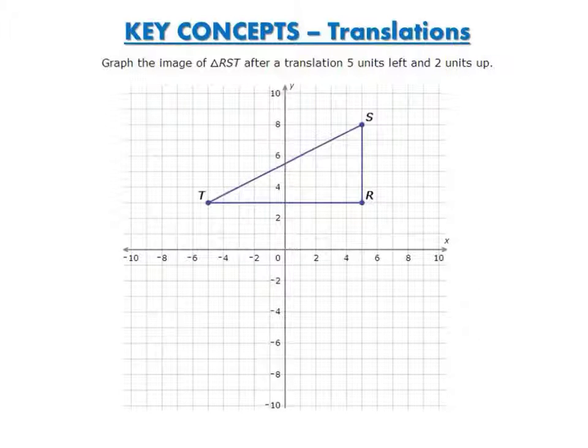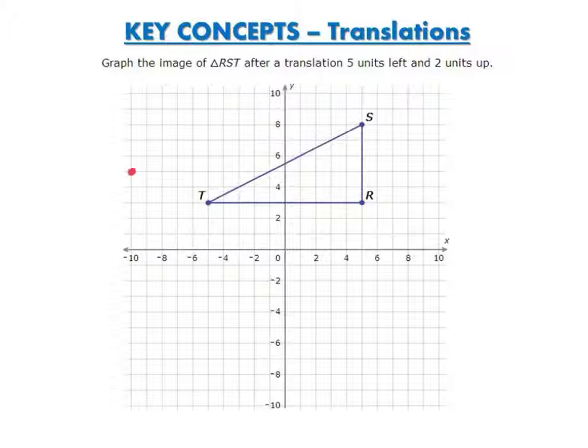So pick a point, and I'm going to start with T, and I'm going to count over 5 units to the left. I'm going to use a little cursor so you can see it. So I'm going to count 1, 2, 3, 4, 5. And I'm going to go up 1, 2. So right there is where I'm going to put my first point. I'm going to go back and count it again: 1, 2, 3, 4, 5, 1, 2. So right here is my first point.